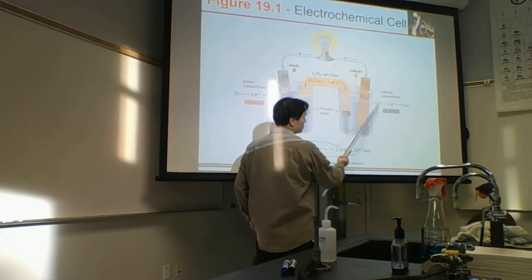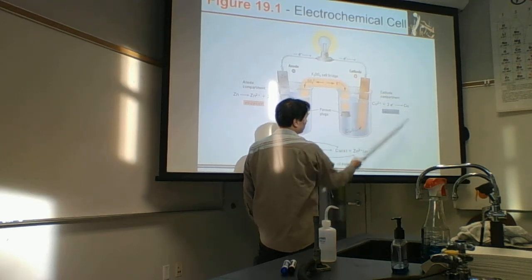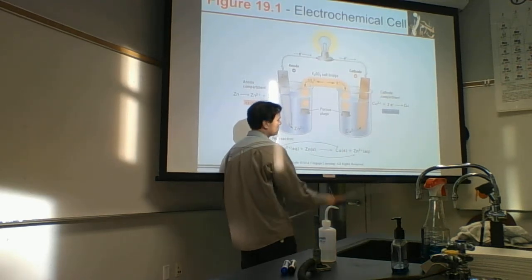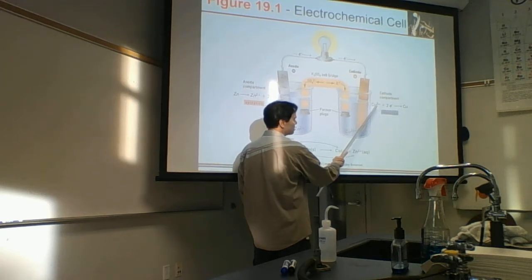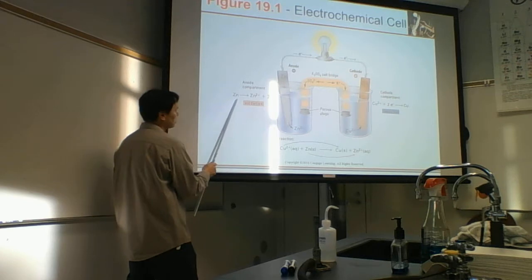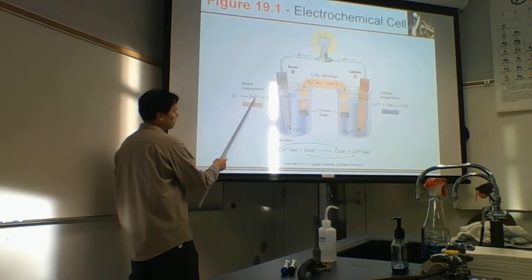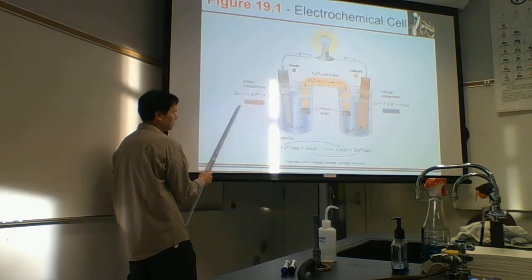That's called reduction. So copper 2 is reduced to copper metal. And so the jargon is confusing because copper 2 is the oxidizer. The oxidizer gets reduced. Zinc is the reducer. Zinc, the reducer, gets oxidized. And so we have to keep that in mind.